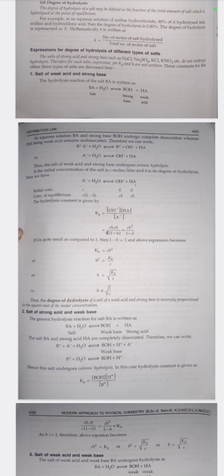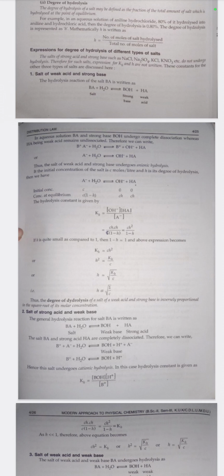If small h is quite small as compared to 1, then 1 minus h is equal to 1, and the above expression becomes h is equal to under root KH by C. h is directly proportional to under root 1 by C. Thus, the degree of hydrolysis of a salt of a weak acid and strong base is inversely proportional to the square root of its molar concentration. Second is salt of strong acid and weak base. The general hydrolysis reaction for the salt BA is written as BA plus H2O in equilibrium with BOH plus HA.